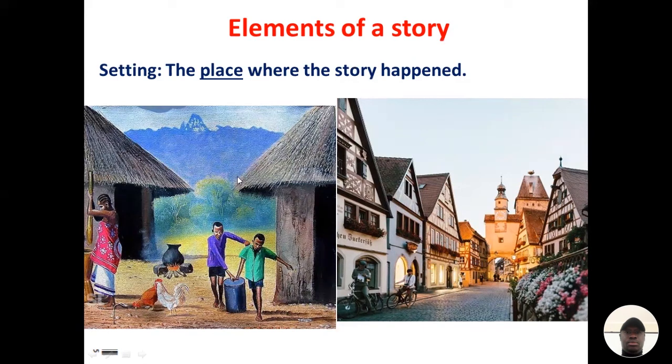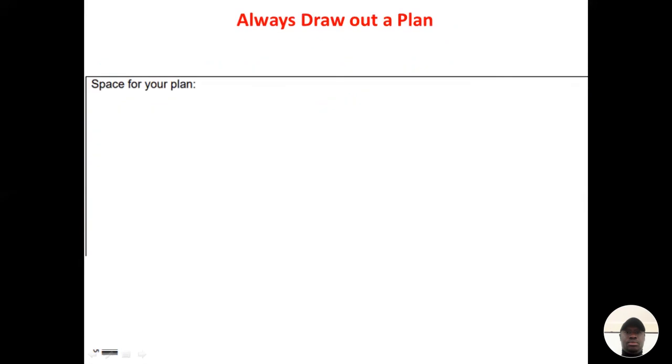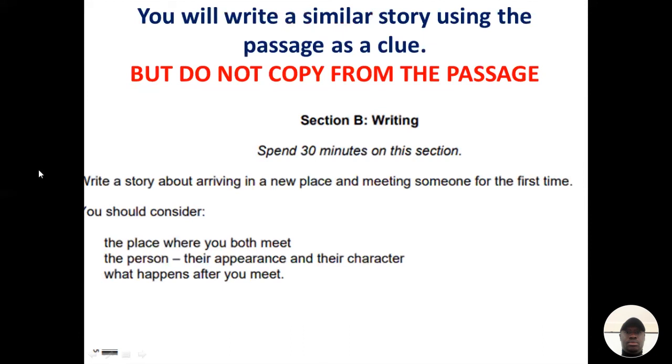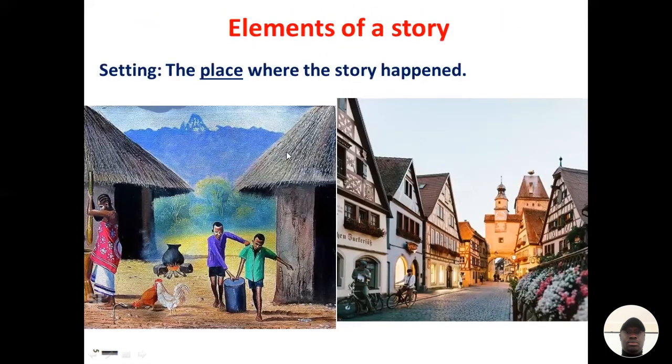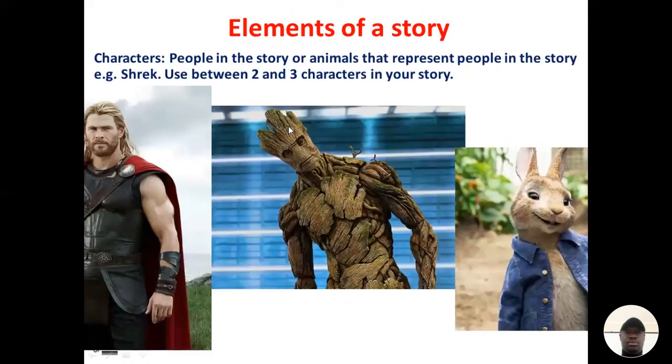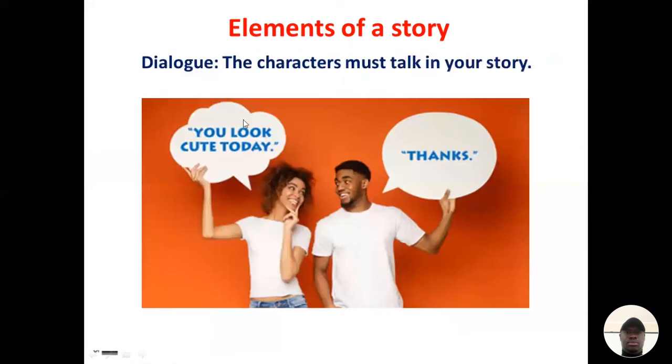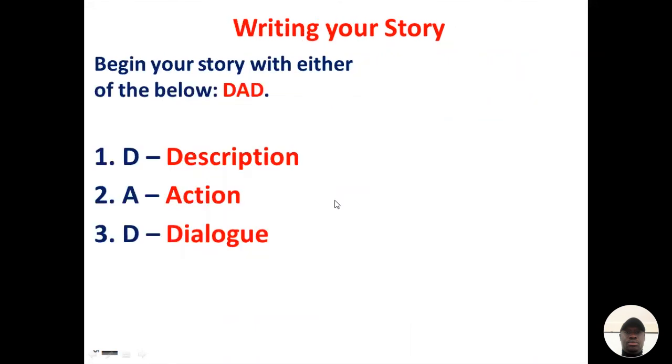The setting. Where did the story happen? You can see it has already been established here. The setting, the place, the character, the person, and what happens next, the action. Now, the setting, which is the place, the characters. Remember they said here, the person. I told you, do not write above 2 characters, okay? Dialogue, let your characters talk. Let them speak, bring them to life. Begin your story with either of these 3, description, dialogue, or action.